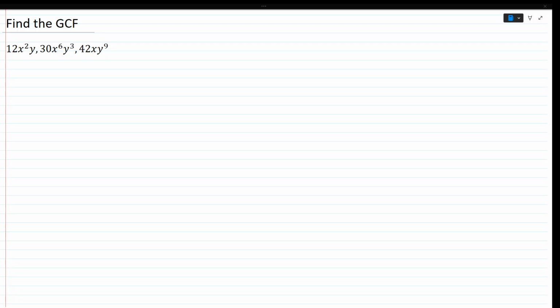So in this case we have 12, 30, and 42. We're asked what is the largest number that divides into each one. In case you can't see that right away, you can break down each number into its prime factorization. So we have 12, 30, and 42. We could think of 12 as 4 times 3, which can be broken down even more to 2 times 2 times 3. That would be the prime factorization of 12. You could also think of it as 2 squared times 3.